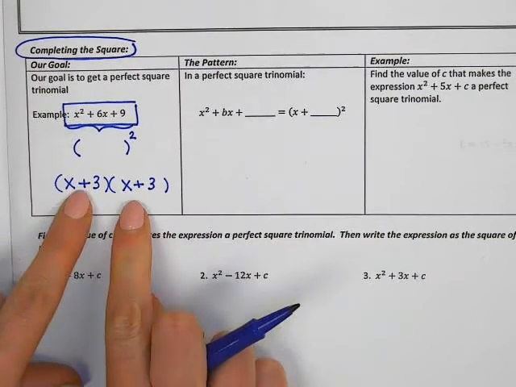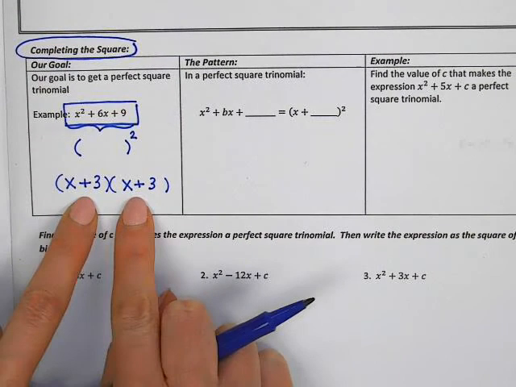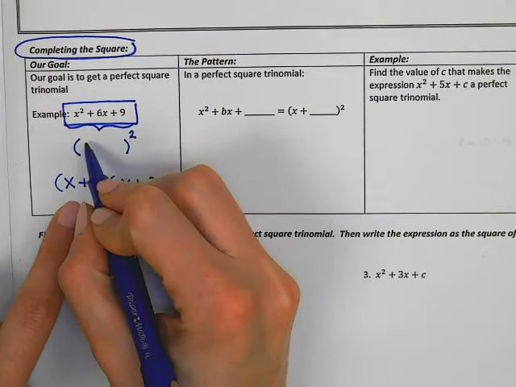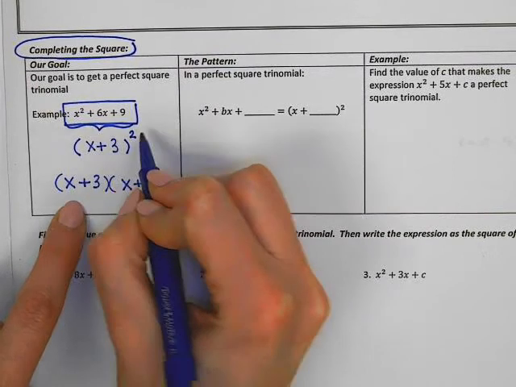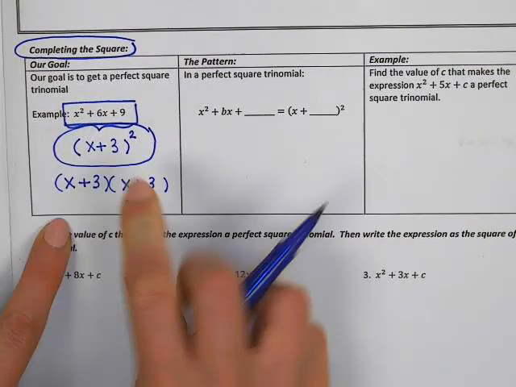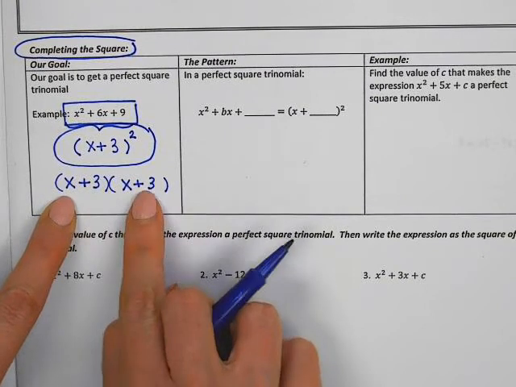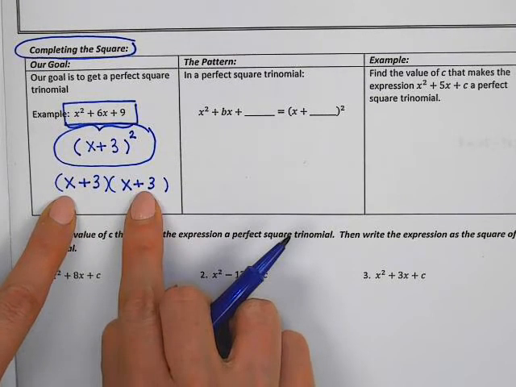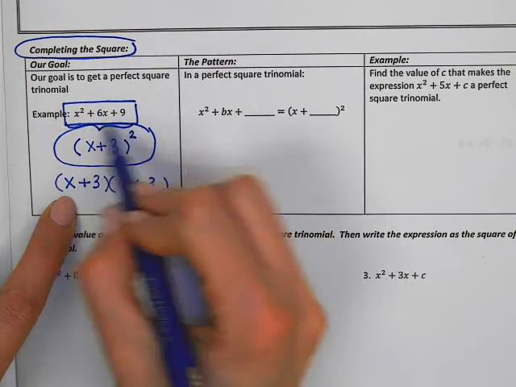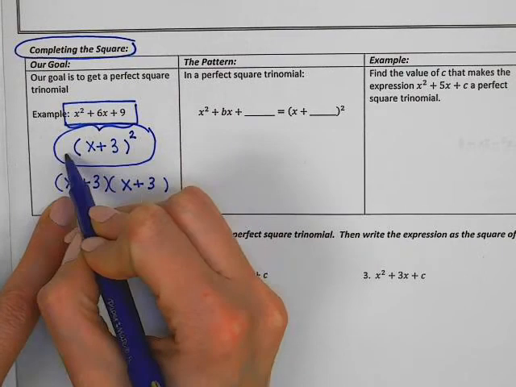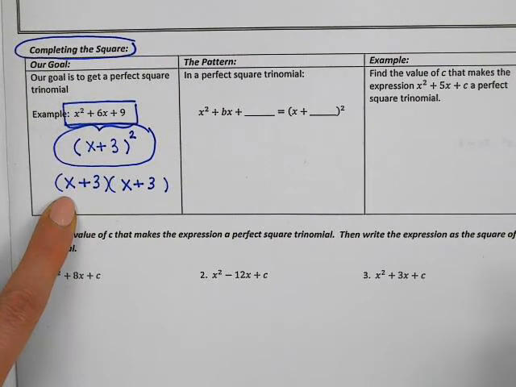Okay, so see how these are identical? So another way to write it is as x plus 3 squared. Do you guys see that, right? Because squared just means there's a second copy of it. So that's the goal today. We want to turn a trinomial into a perfect square. And here's how you do it.